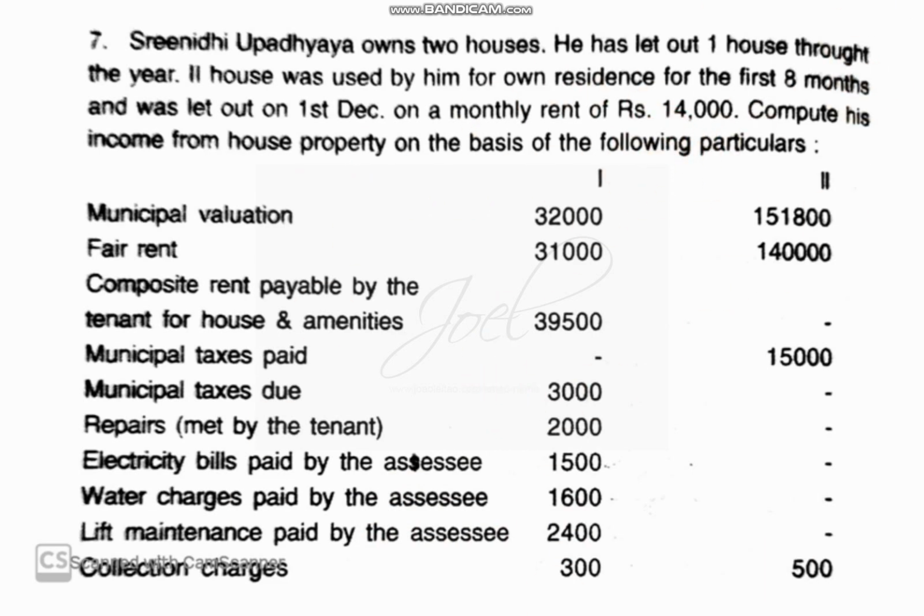That is about the first house. So municipal value, fair rental value is there, standard rent is not there, composite rent is there, 39,500. From that 39,500, 5,500 we are going to deduct. So 5,500 deducted means 34,000 it will come. So 34,000 will be our rent receivable.